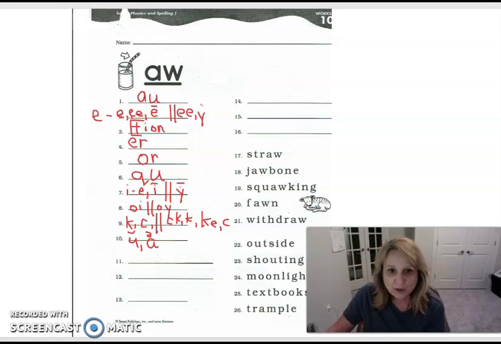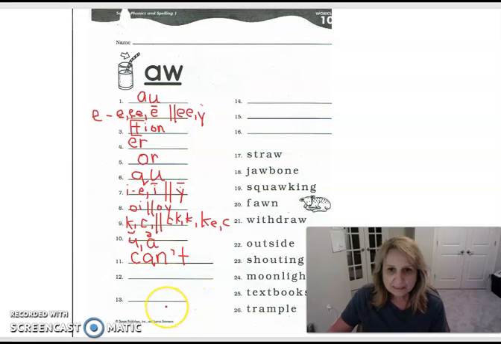Number 11 and 12 are contractions. That means 2 words are now making 1 word, and we're using an apostrophe. Number 11 is can't. I can't do it. We're going to spell that C-A-N apostrophe T. Means cannot. Number 12, didn't. Means did not. I want you to try that one on your own, and we'll check it in just a minute. Didn't.